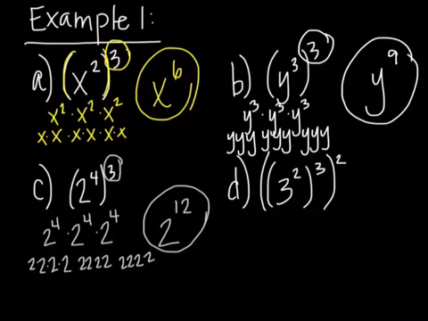Let's try example D. Notice I have a power inside as well as an extra one outside. So I'm going to look at this grouping first and work my way out. This 3 tells me I'm repeating my expression 3 times. So 3 squared times itself 3 times.